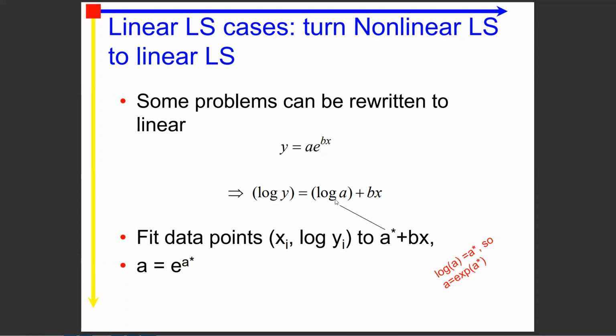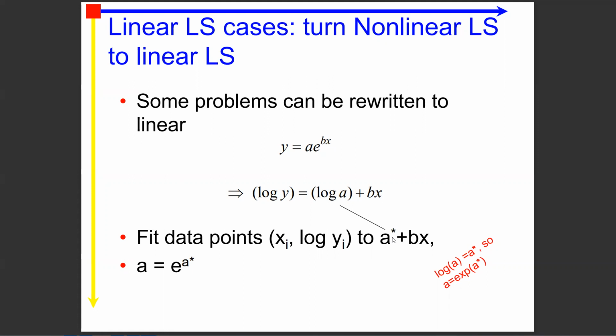So this log a, let's call this a star. So a star plus b x is nothing more than a line equation, where a star is the y-intercept, b is the line gradient, and x is the variable, right? So now we have a line equation. You can now do linear least squares and fitting, etc.